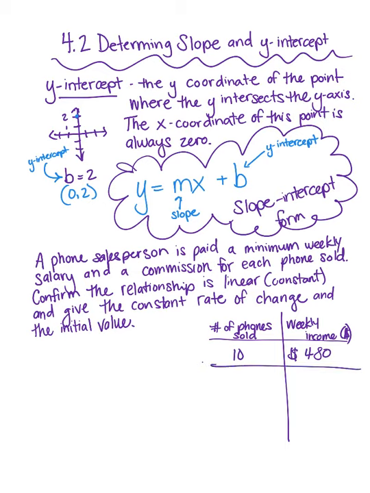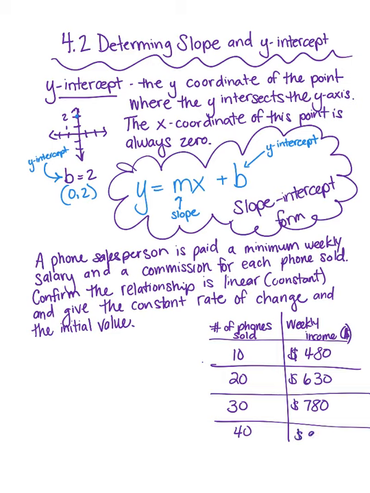If she sells 20 phones, her weekly income will be $630. If she sells 30 phones, her weekly income increases to $780. And if she sells 40 phones, her weekly income becomes $930.